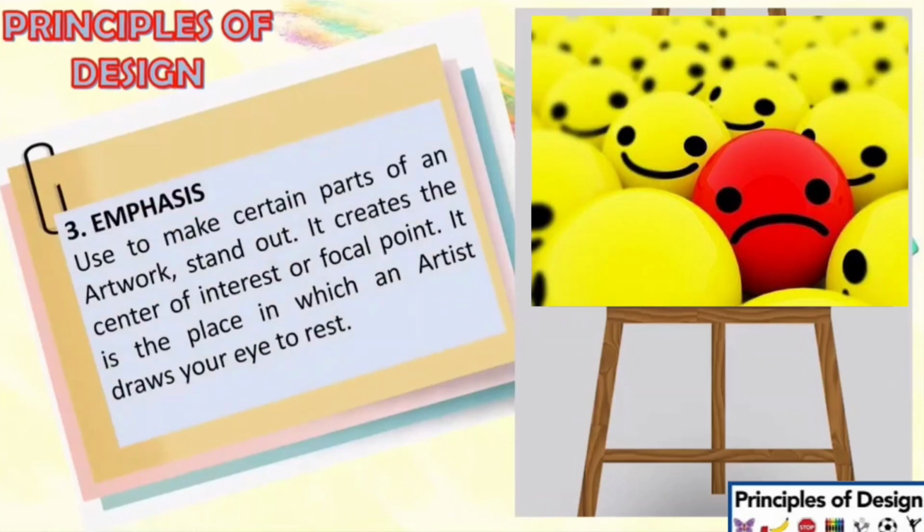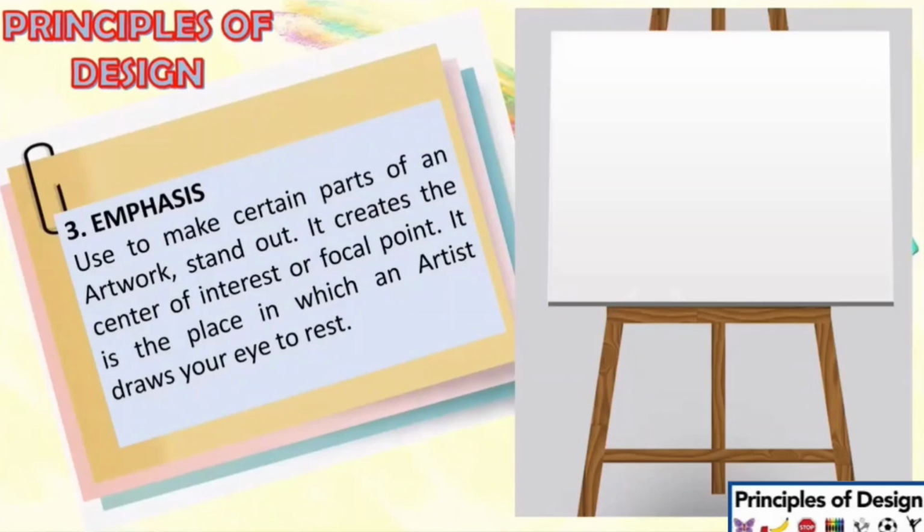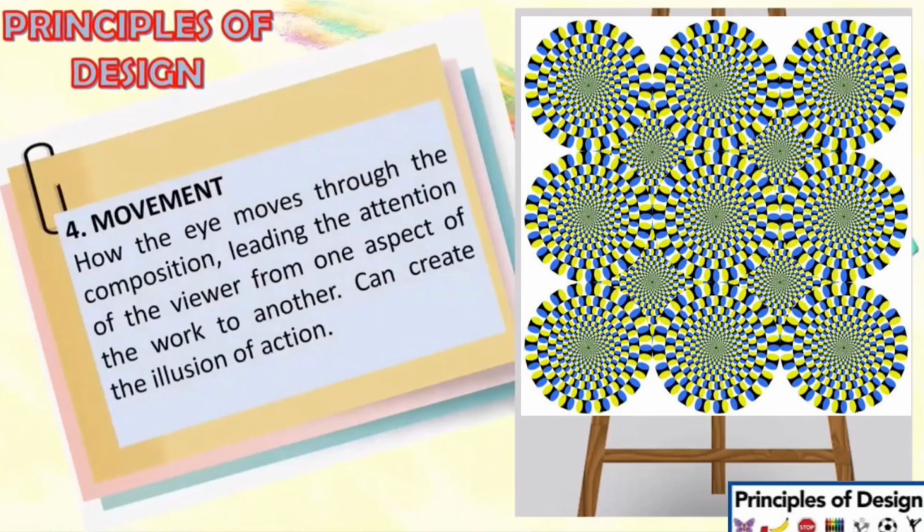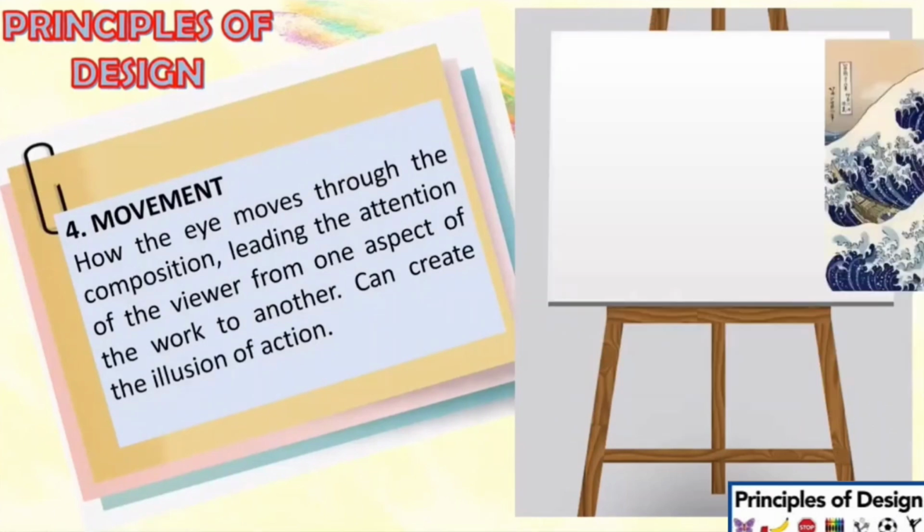Next, we have emphasis, used to make certain parts of an artwork stand out. It creates the center of interest or focal point. It is the place in which an artist draws your eye to rest. Next, movement, how the eye moves through the composition. Leading the attention of the viewer from one aspect of the work to another can create the illusion of action.